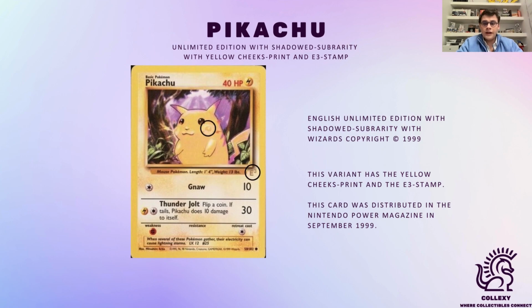This seventh variant is very similar to the previous one, however, it also differs. This is more like an English Unlimited edition with Shadowed Subrarity with Wizards of the Coast copyright of 1999. So this is not shadowless like the previous one, and it also does not have red cheeks, but it does have yellow cheeks. In addition, this card was distributed in the Nintendo Power magazine in September 1999, so this card was not distributed in the E3 convention.